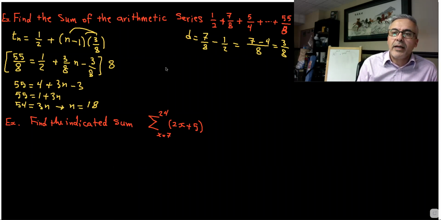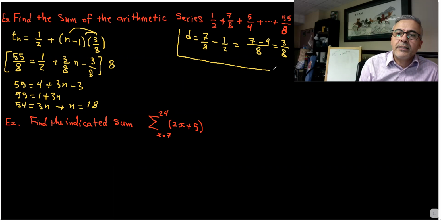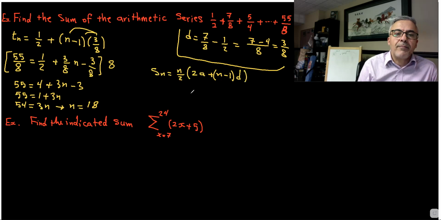Now you could go to the equation that I wrote in my previous lesson. Sn equals n over 2 times 2a plus n minus 1 in brackets d, close the bracket. Now we know a is the first term, which is 1/2. n is 18. d is the common difference, which we found here, 3/8. So what we're finding is the sum of the first 18 terms.